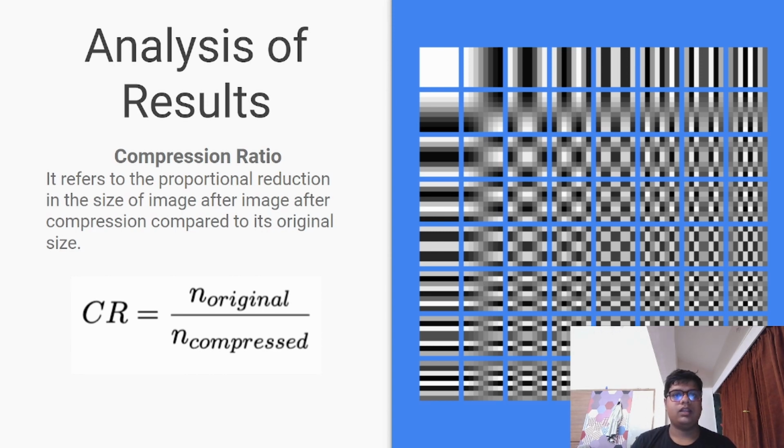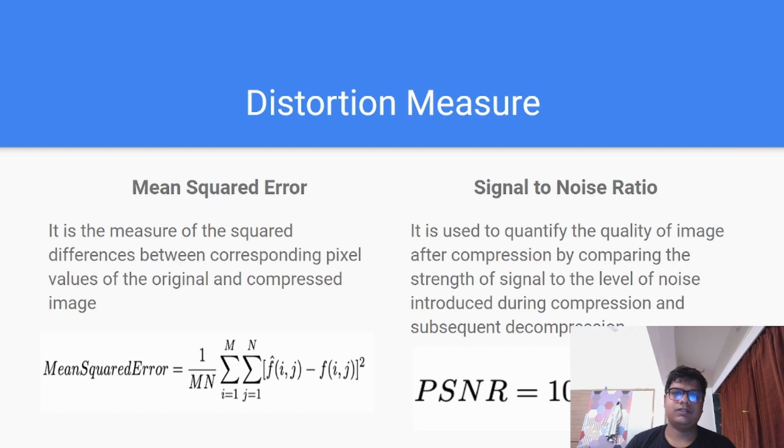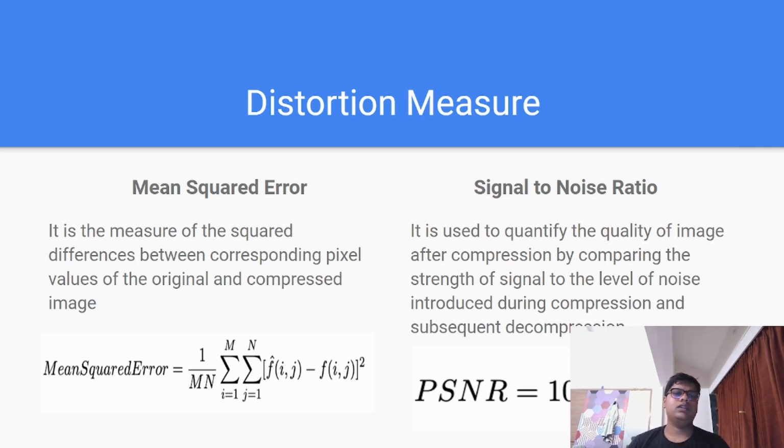Another perspective is distortion measure, in which we will look at mean square error and signal to noise ratio. Mean square error is a measure of the squared difference between the corresponding pixel values of the original and compressed image, which can be seen in the formula, where Fij is the restored image and Fij cap is the original image. When we are restoring, we measure the values of each and every pixel, and we take the average of it.